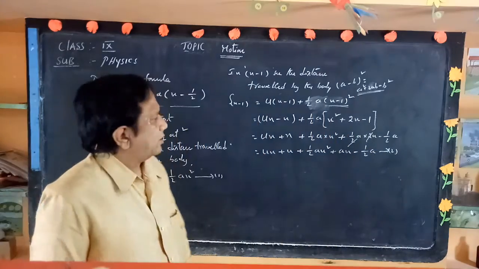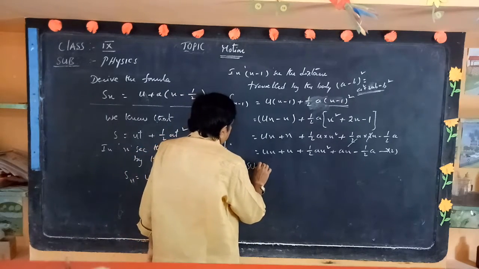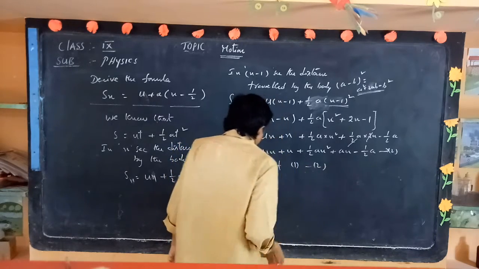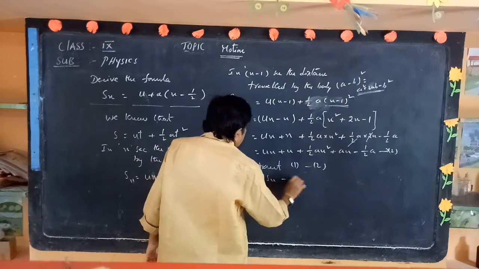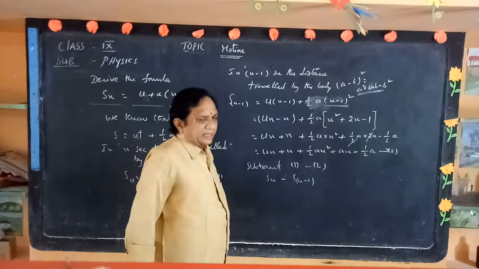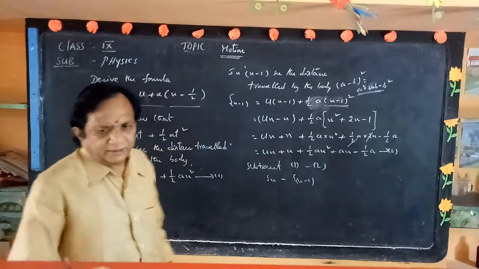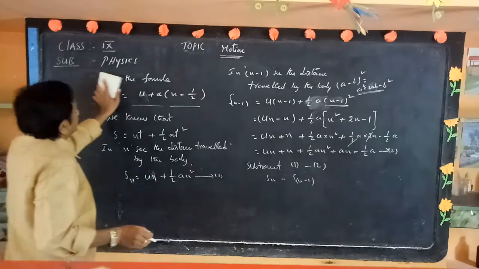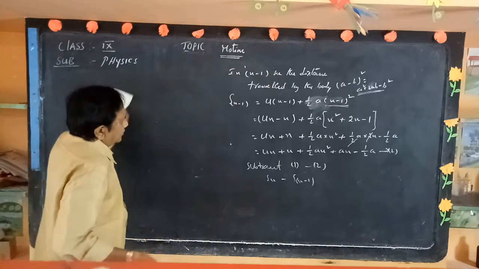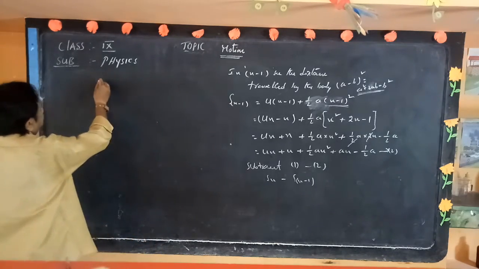Now subtract equation 2 from equation 1. So 1 minus 2 means what? Sn minus Sn minus 1. What is the Sn value? Here I will write it. Sn is equal to what?